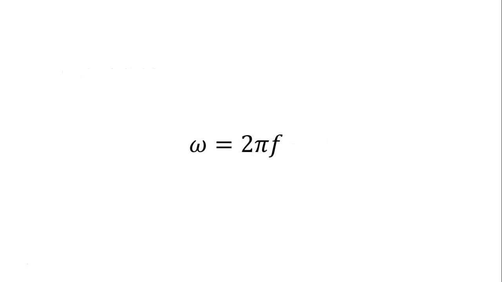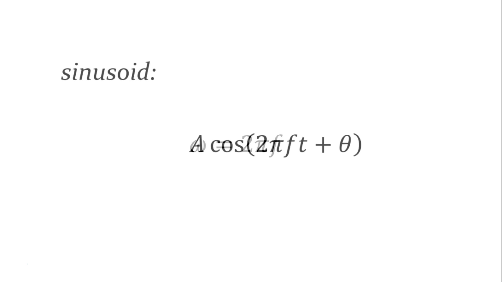A quick review. Omega equals 2 pi f, where f is the frequency of the sinusoid in hertz, or cycles per second. So the sinusoid can be specified either as a function of f in cycles per second, or in terms of omega, in radians per second. What is the meaning of omega's units, radians per second, anyway?